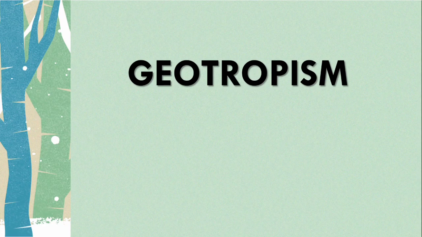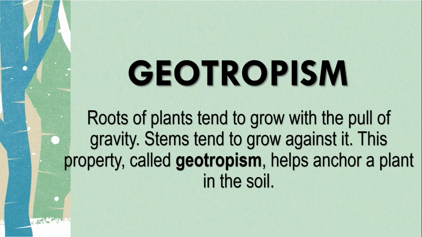Third is Geotropism. Roots of plants tend to grow with the pull of gravity. Stems tend to grow against it. This property is called Geotropism. Geotropism helps anchor a plant in the soil. That is the Geotropism. For further explanation, please watch the video clip on the next slide.